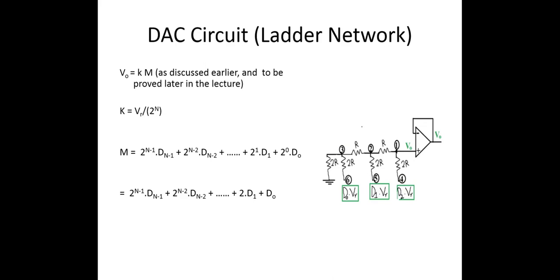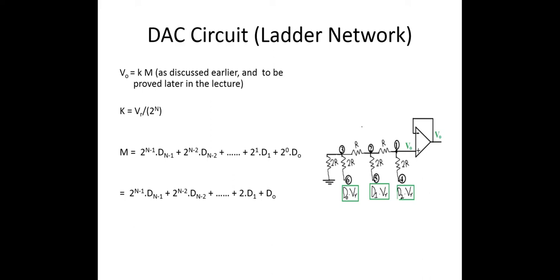So let's discuss the case of an n-bit digital to analog converter. The output voltage will be equal to k times m, where k is a certain constant and m is the value of the binary number. This is the point that we have already discussed. So now the question is, what is the expression for k? Now k will be equal to Vr, which is the reference voltage, divided by 2 raised to power capital N. Capital N is the number of bits in the digital to analog converter.